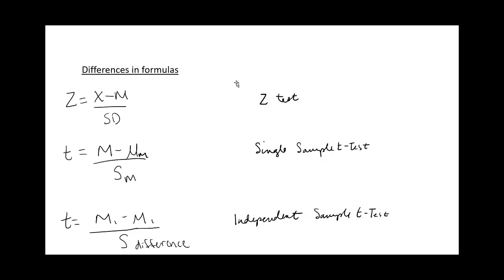So again, we're looking at some formulas. The Z formula, when we talked about Z-test, is the score of an individual minus the mean of some scores divided by the standard deviation. We want to know if the scores are different, and if they are, how far away are those differences from each other.